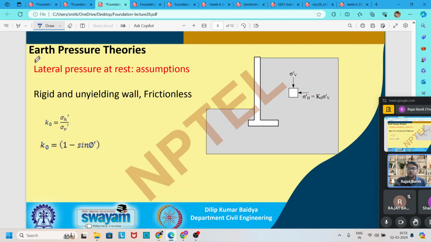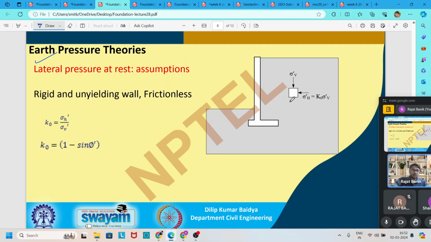Now one by one we go through these different types of earth pressure cases and find out the earth pressure coefficient. So for earth pressure at rest, we assume that it is for a rigid, unyielding and frictionless wall. Then we find the coefficient of earth pressure at rest, which is nothing but the ratio of horizontal earth pressure to vertical earth pressure.